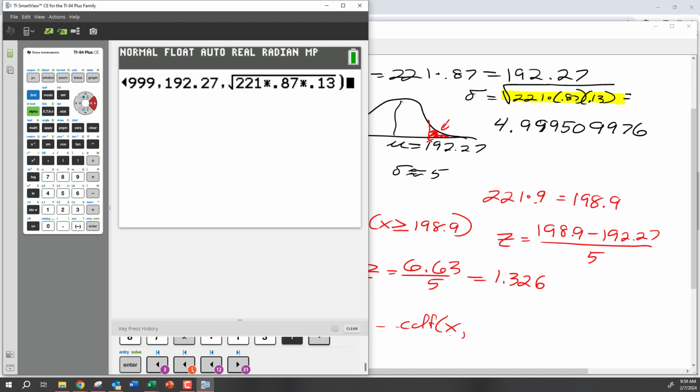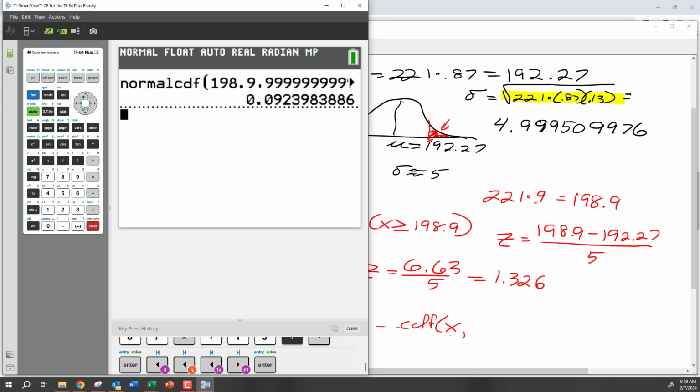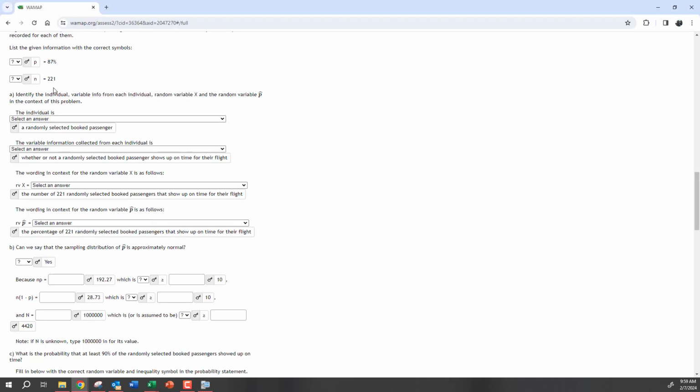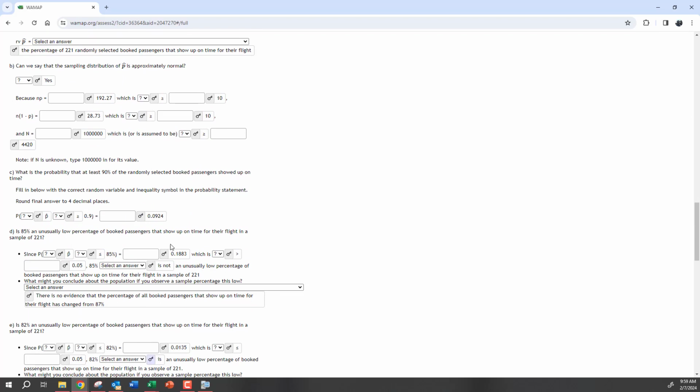So that's how you would type it in if you didn't have the menu screen ahead of time, which asks you to do that. Okay, so there's our probability, 0.092 something. And if we go to the answer here, scroll down, 0.0924. There it is, rounded off. Okay, so that's how we get that.